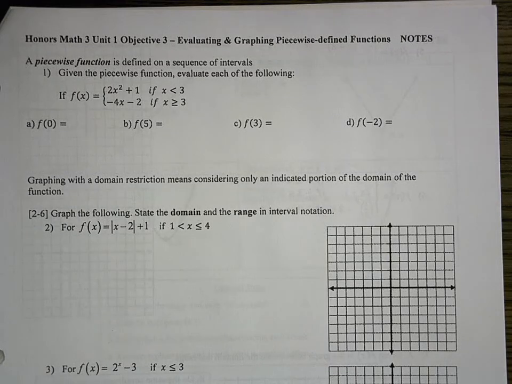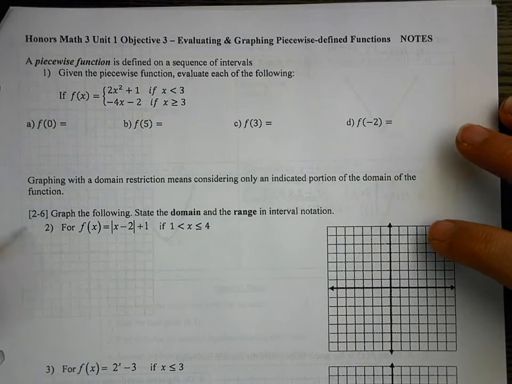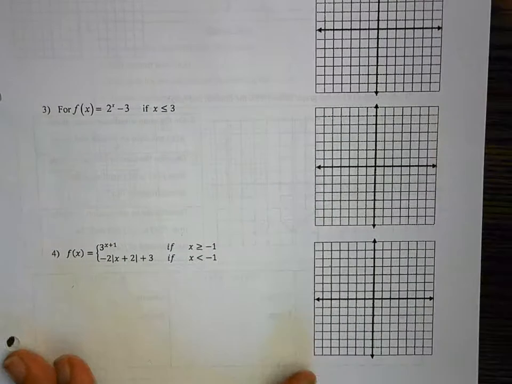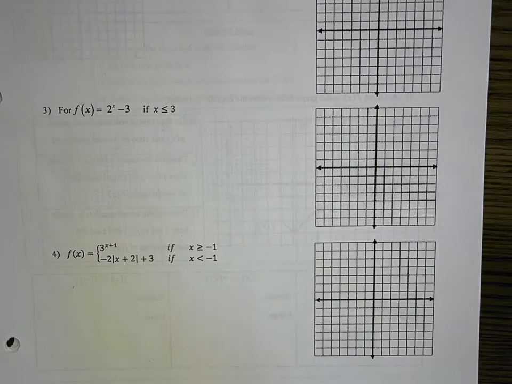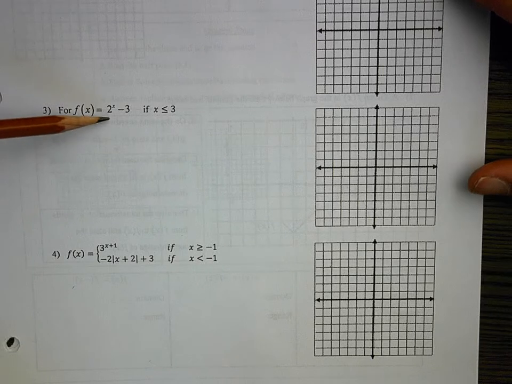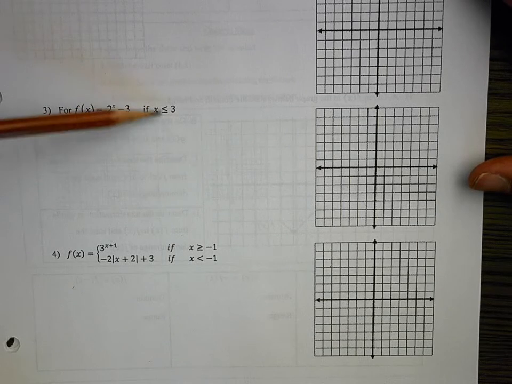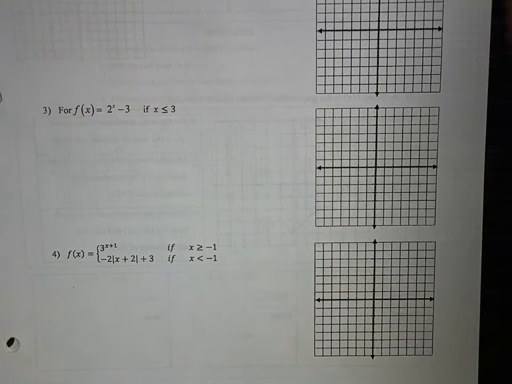Okay, this is the video lecture for Honest Math 3, Unit 1, Objective 3. So we are going to start with the graphing portion down below, and I'm going to start with question number 3. Here, we want to graph this exponential. I know it's an exponential because the variable is up in the power, on a restricted domain where I'm only going to graph the section where x is less than or equal to 3.